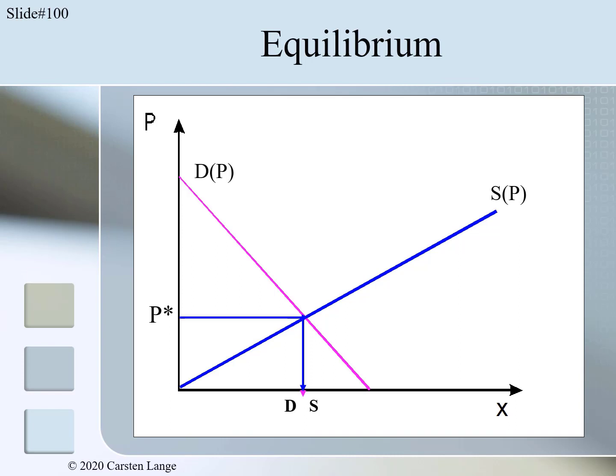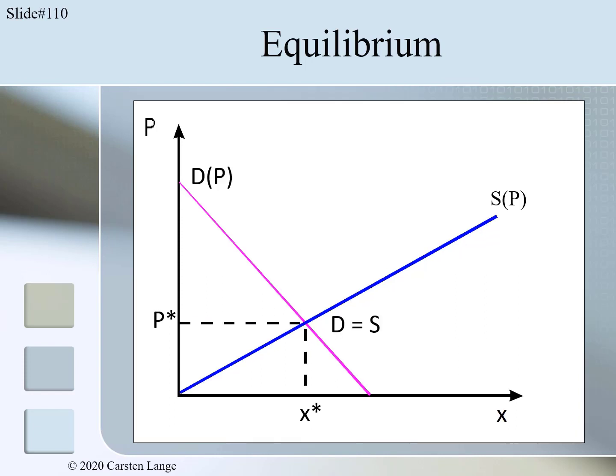Therefore, demand equals supply if the price equals the equilibrium price. And that is actually what our definition says. If people want exactly the same amount in the market as is produced, the price will not change. We will stay in this situation.